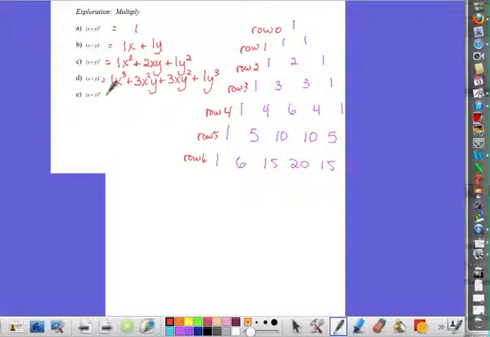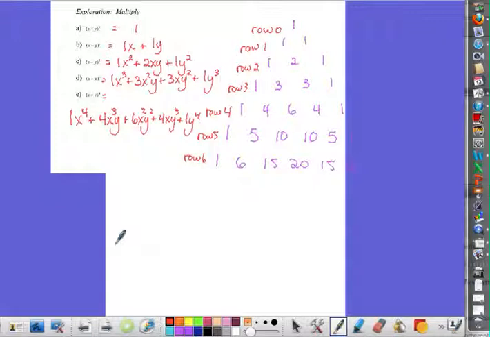Now watch, I can do the x plus y to the 4th by making it 1, x to the 4th, plus 4, x cubed y, plus 6, x squared y squared, plus 4, xy cubed, plus 1, y to the 4th. So if I look at that row 4 of Pascal's triangle, here's the 1, 4, 6, 4, 1, and then there's a pattern with the variables. It goes x to the 4th because it was to the 4th power, then x cubed y, x squared y squared, xy cubed, y to the 4th.